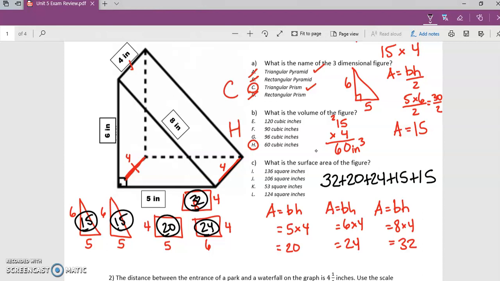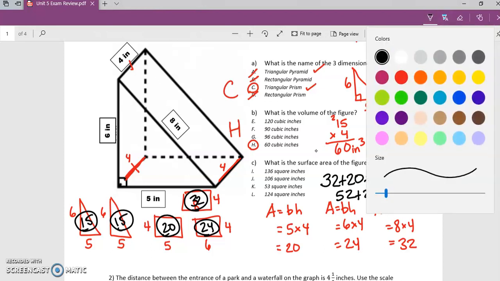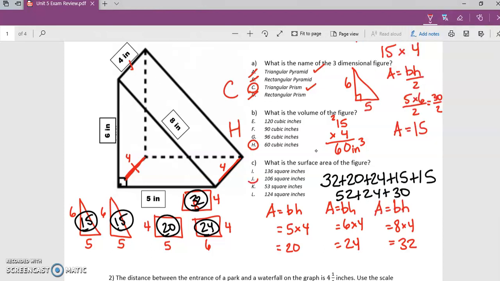You can add these like groups at a time. I could say 32 plus 20 is 52, then 52 plus 24, and then 15 plus 15 is 30. You can always try to make it a little bit easier and simplify it going step by step. But when you add all those together, your final answer is going to be 106 square inches. So letter J. And so that's our problem number 1 as we finish.